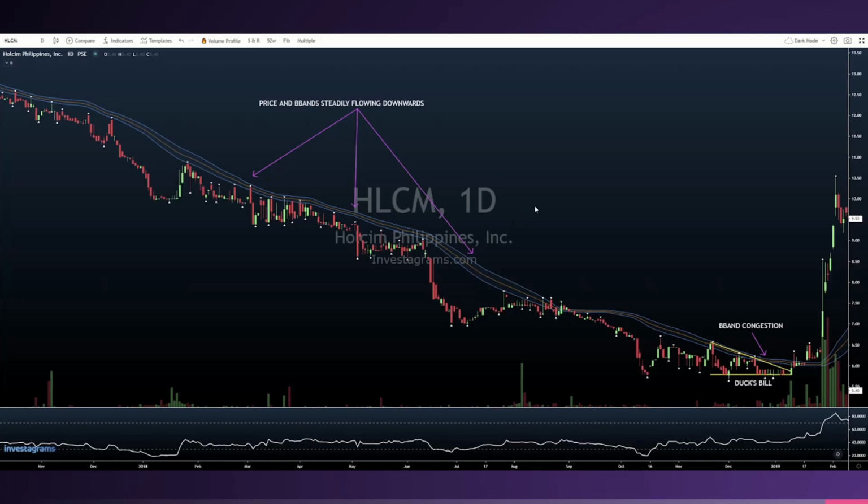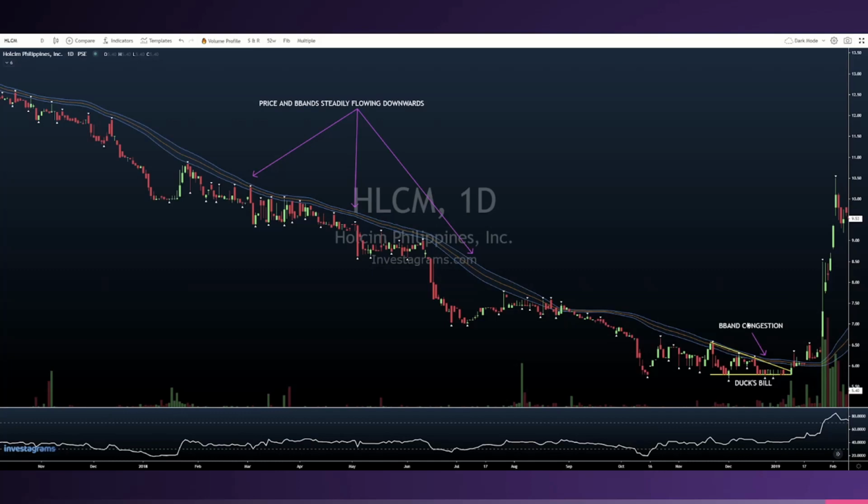And this is the daily chart. Okay? Dito, we tried to break out pero hindi natuloy. Kung mapapansin nyo, very muted siya. Nag-ipon tayo sa B-band but we eventually broke down once again. Okay? So, patuloy yung flow natin pababa until finally here, nabuo natin yung triangle, yung duck's bill.